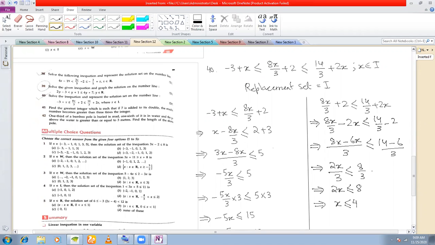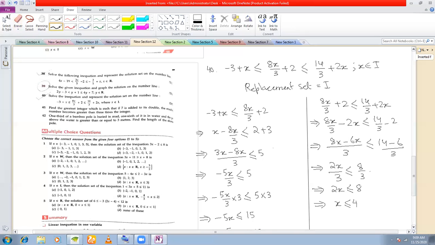The inequality sign did not reverse here also, it did not reverse here also. The reason is that we multiplied both sides by a positive number in this step, and in this step we divided both sides by a positive number. That is why the inequality sign did not reverse.